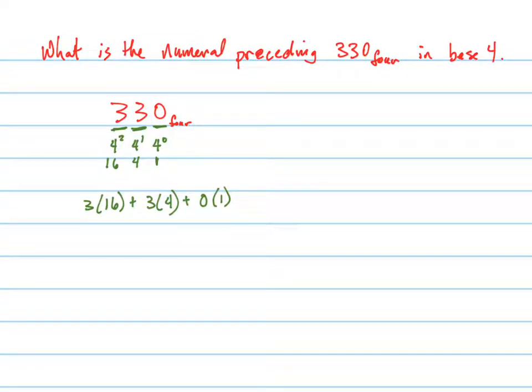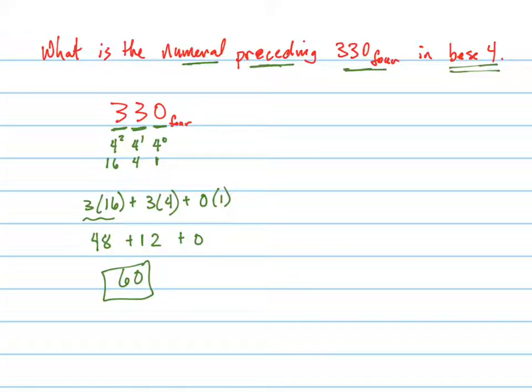So that numeral is just, let's see, 48 plus 12 plus 0. That number is 60. Okay? Now, we didn't actually have to write that. We don't have to write 60 because they're not asking us what is the numeral. They're asking us what is the numeral preceding that numeral in base 4.